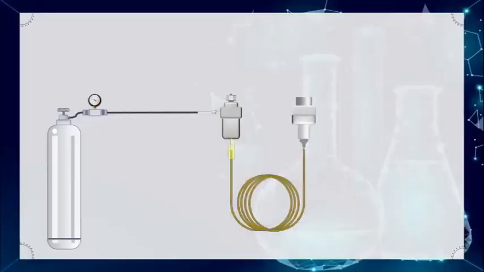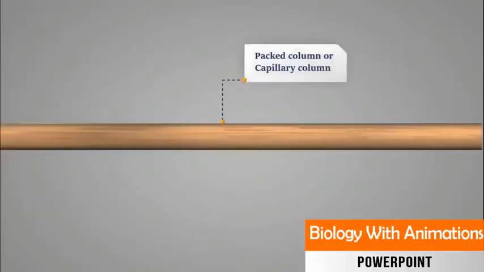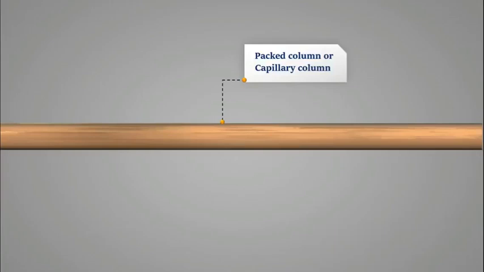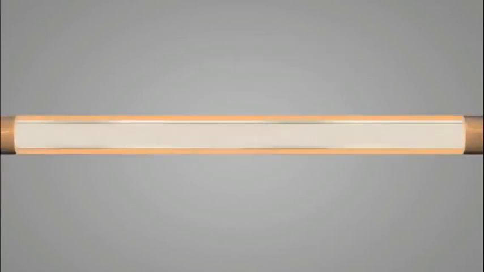Two types of columns are used in GC: packed column, where the stationary phase is coated directly in the column, and capillary column, where the stationary phase is coated on the inner wall of the column. The mixture separation is based on differential partitioning of the components between the mobile and stationary phases. The component which has less affinity to the stationary phase, consequently less interaction, travels faster and elutes out first. And the component which has more affinity to the stationary phase, consequently more interaction, travels slower and elutes later.